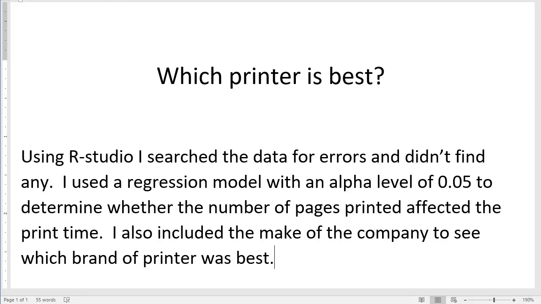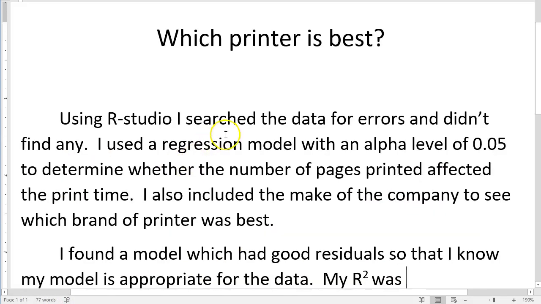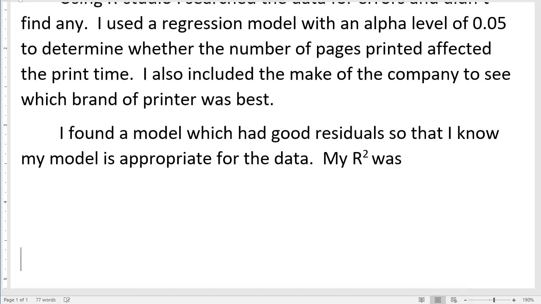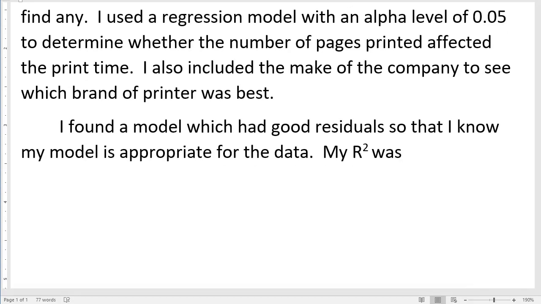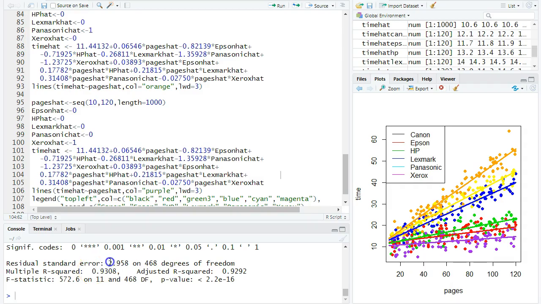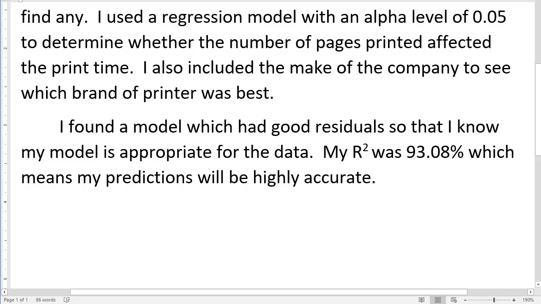I want to mention that I am using RStudio and regression and my alpha level. Now you don't have to follow the order that I'm doing this or the order of the rubric. I'm going to mention that I had good residuals. I'm going to do my R squared and S right here, which are 0.93 and 2.958. But I don't want to see students trying to copy my exact wordings. There's multiple ways you could say it.